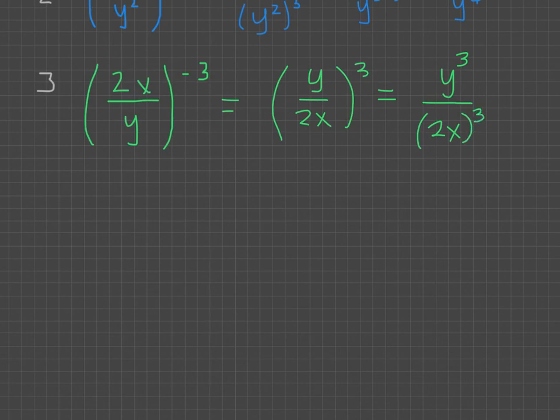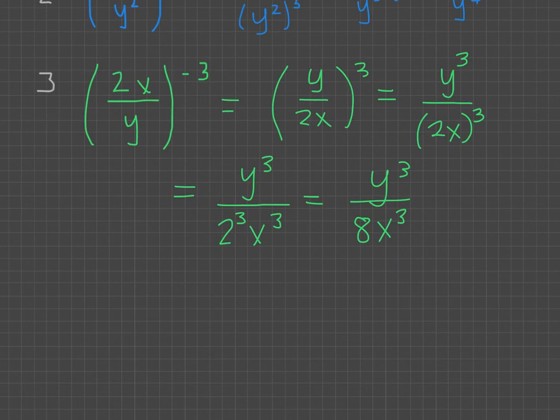We have a little bit more to do. We can bring that exponent of 3 inside the parentheses and take 2 to the 3rd times x to the 3rd. We can simplify 2 to the 3rd, which is 8. And our final result is y cubed over 8x cubed.